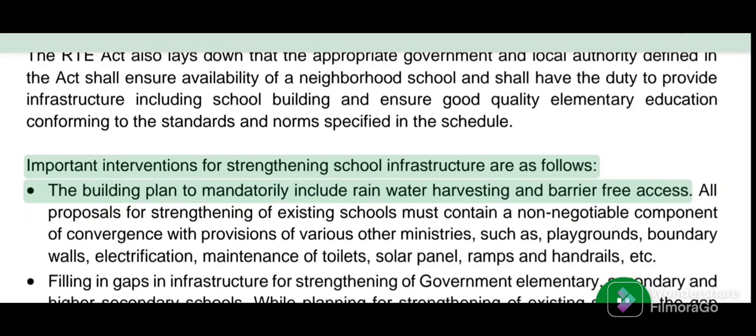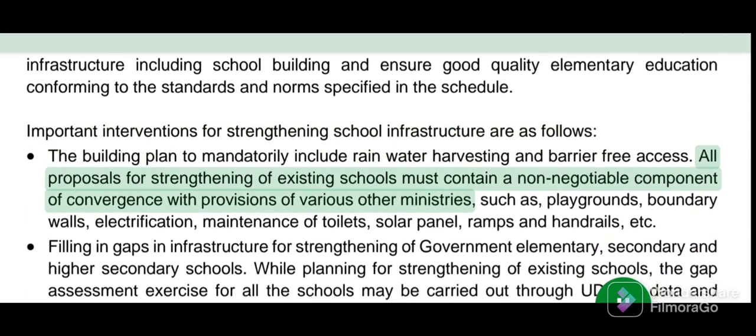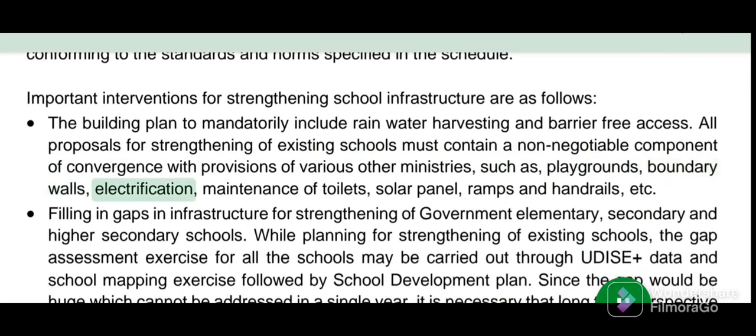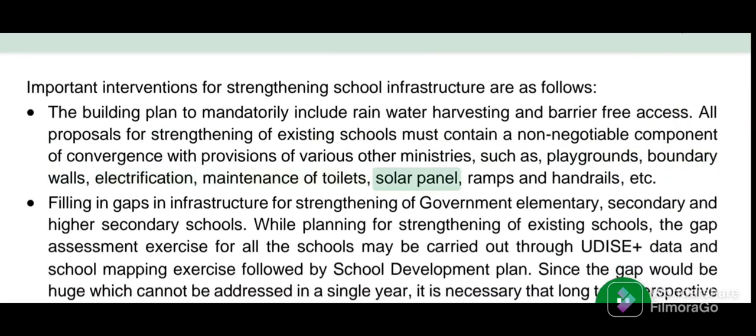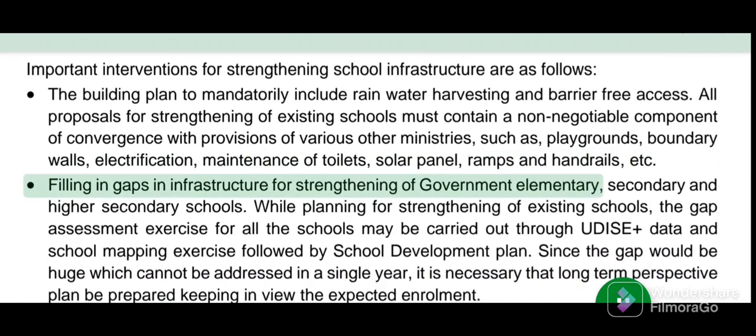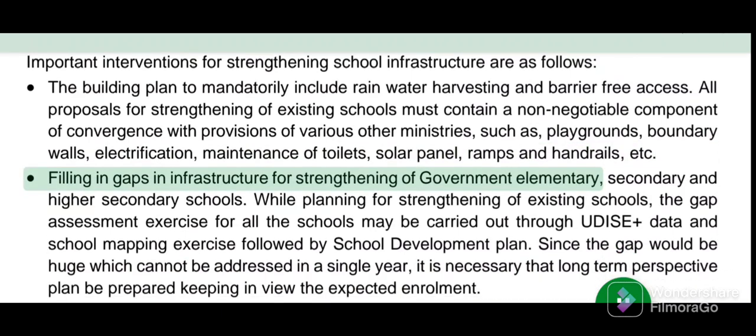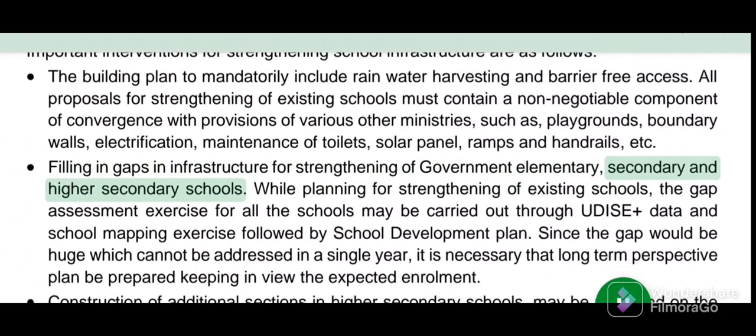Important interventions for strengthening school infrastructure are as follows: the building plan to mandatorily include rainwater harvesting and barrier-free access. All proposals for strengthening of existing schools must contain a non-negotiable component of convergence with provisions of various other ministries, such as playgrounds, boundary walls, electrification, maintenance of toilets, solar panel, ramps and handrails, etc. Filling in gaps in infrastructure for strengthening of government elementary, secondary and higher secondary schools.